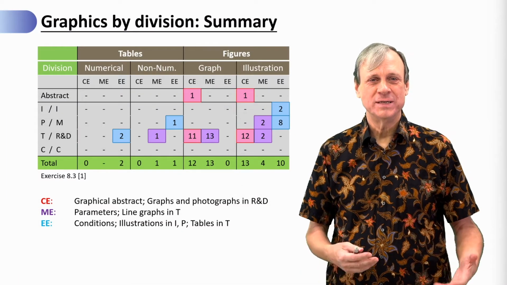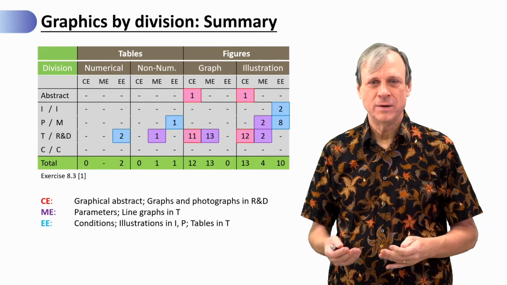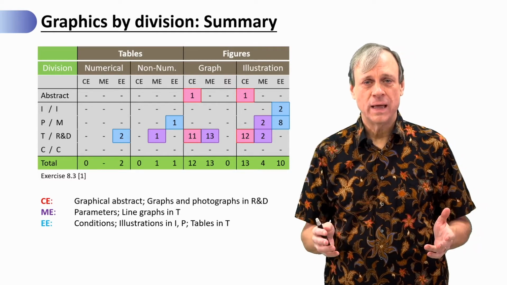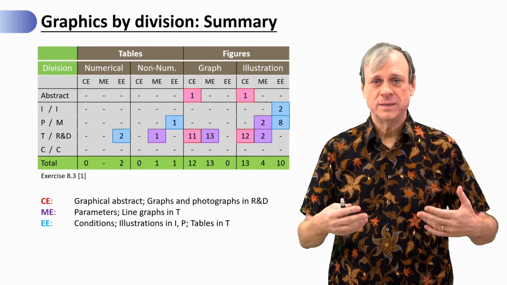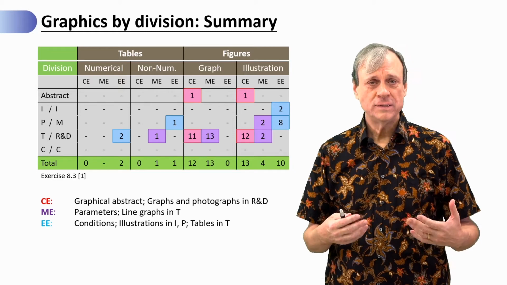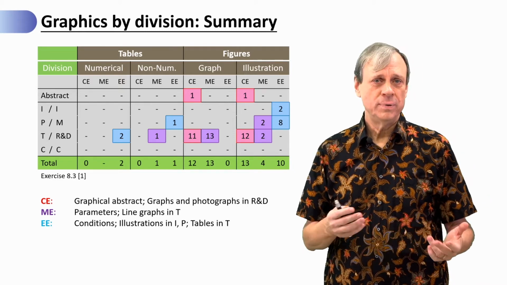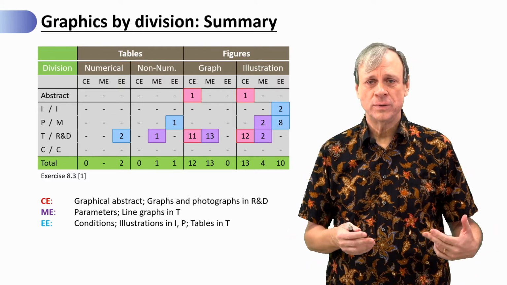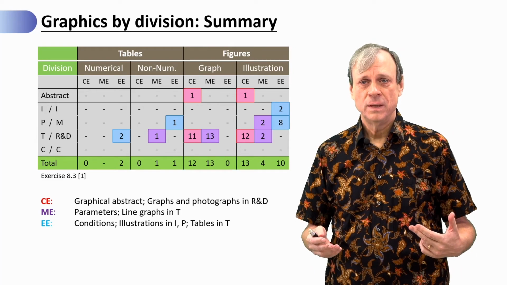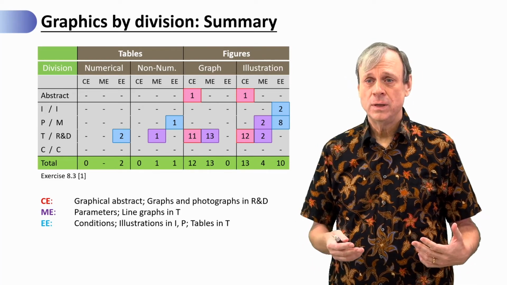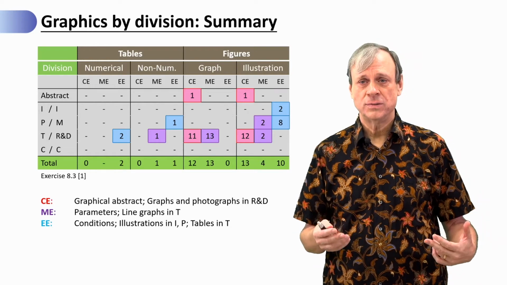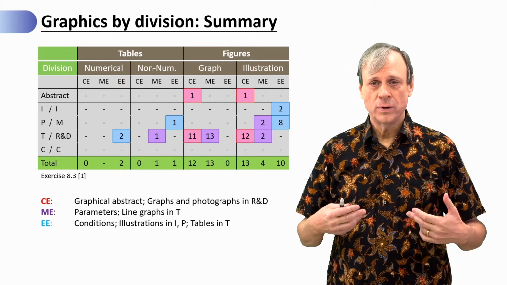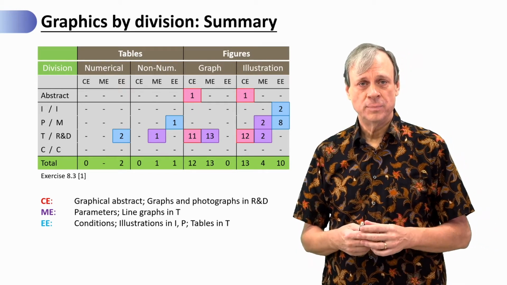Okay, so let's try to summarize and compare the different articles that we've looked at. Chemical engineering was the only one that had a graphical abstract and therefore had graphics in the abstract itself. That's relatively common in chemical engineering, but very rare in most other fields. Apart from that, all of the graphics were in the results and discussion division. Similarly, in the mechanical engineering article, we found that most of the illustrations, most of the graphs, were in the testing division, although there were a couple in the process.